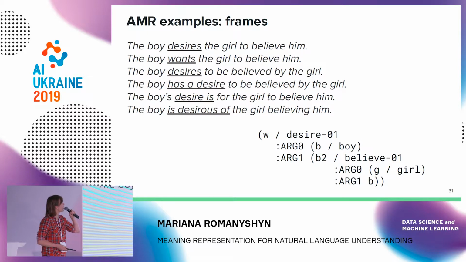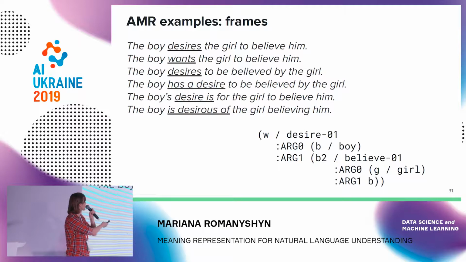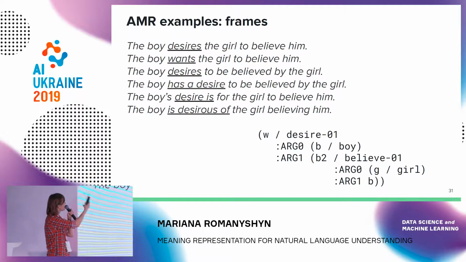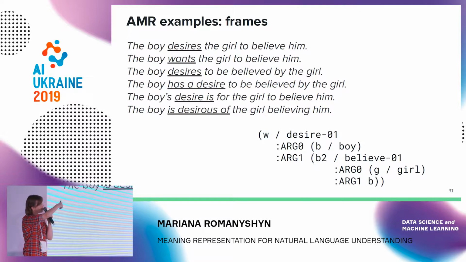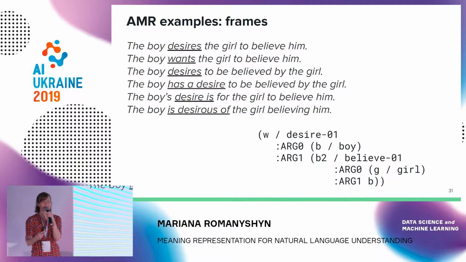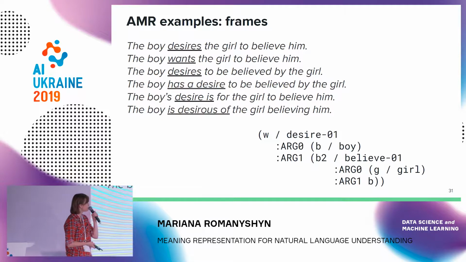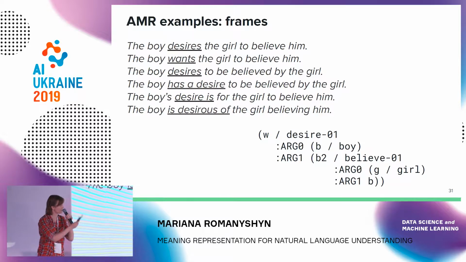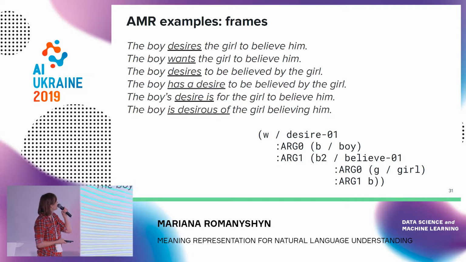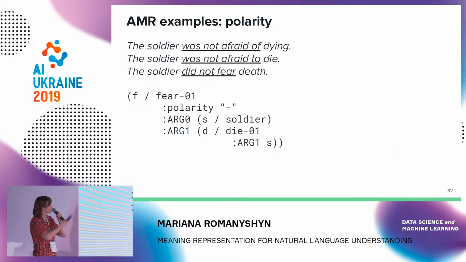Just to explore AMR a little bit more, here are a couple more different representations of the same concept of wanting, desiring, having a desire, be desirous of, and so on. And all of these paraphrases will be represented by the same AMR graph. And we can see that believe has the same letter as boy, so we just create a b2 variable here, so it's not confusing.